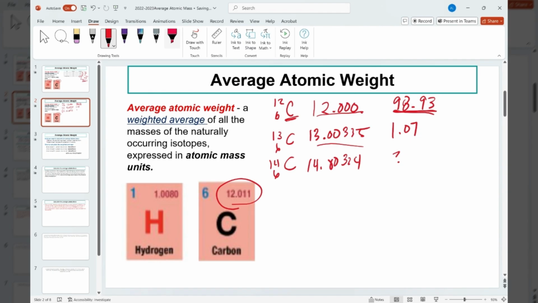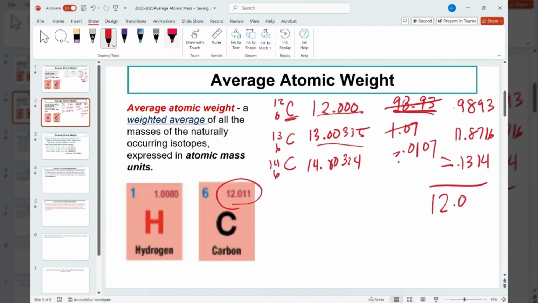So I would do 12 times 0.9893, and that's going to give me 11.8716. And if I was to do 13.00335 times 0.0107, that is going to give me a number of 0.1391. If I add both of those together, my average atomic weight is 12.011, which matches here.